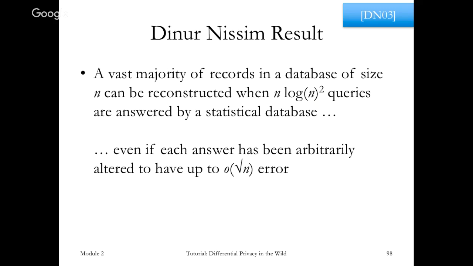There's a paper at PODS in 2003 that showed that you can actually reconstruct a database by asking roughly n log n squared queries, even if each query has random noise added to it that's up to root n error. I won't go into the details of how this works, but this is a powerful result that suggests there might be some fundamental limits on how many questions you can ask if you only add a relatively small amount of noise to each one.